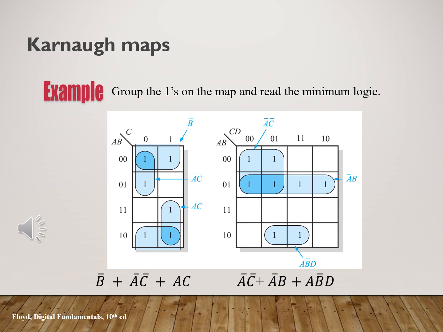So the result is, for the wraparound you have a B bar, then for the first column you have A bar, C bar and for the second column you have it as AC.